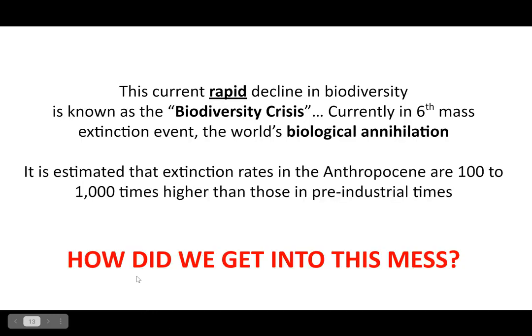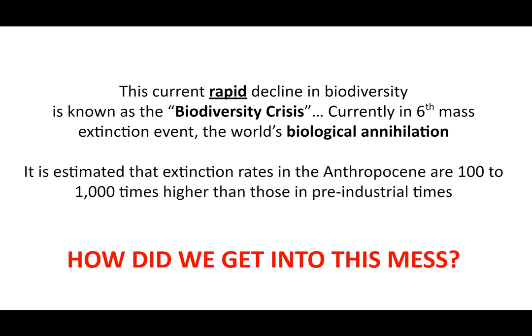So as I've mentioned, the current rapid decline in biodiversity that we're experiencing was originally called the biodiversity crisis, but it's actually just simply called the sixth great mass extinction event, as I've already alluded to. Now, a lot of people will argue extinction is natural. And that is absolutely correct. Extinction is natural. It's just part of nature. But when we actually look at how fast extinction is occurring during the Anthropocene, it's 100 or up to 1,000 times higher than prior to the Anthropocene and pre-industrial times. So is extinction natural? Yes, absolutely. But the rate at which extinction is happening can only be explained by one thing, and that is us and what we are doing to the planet.